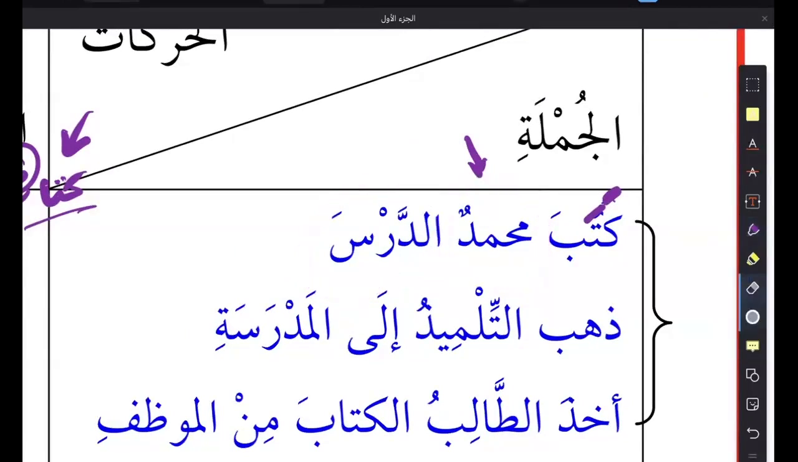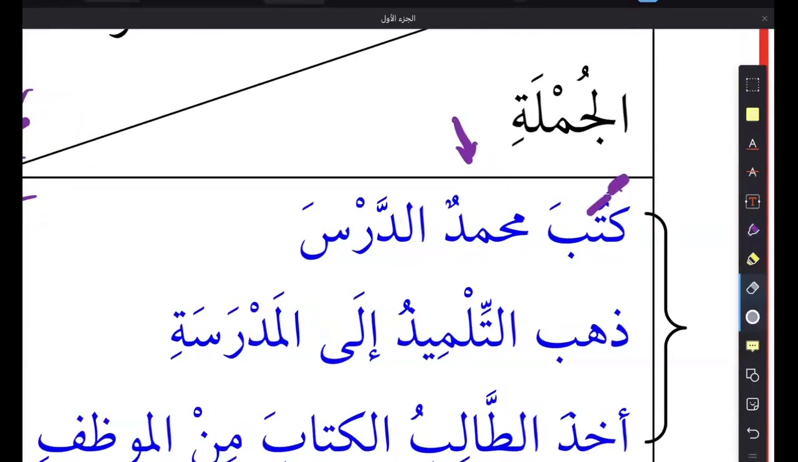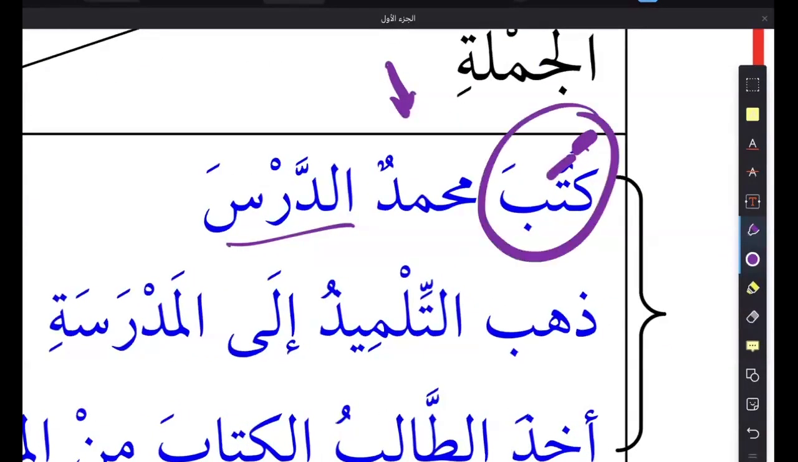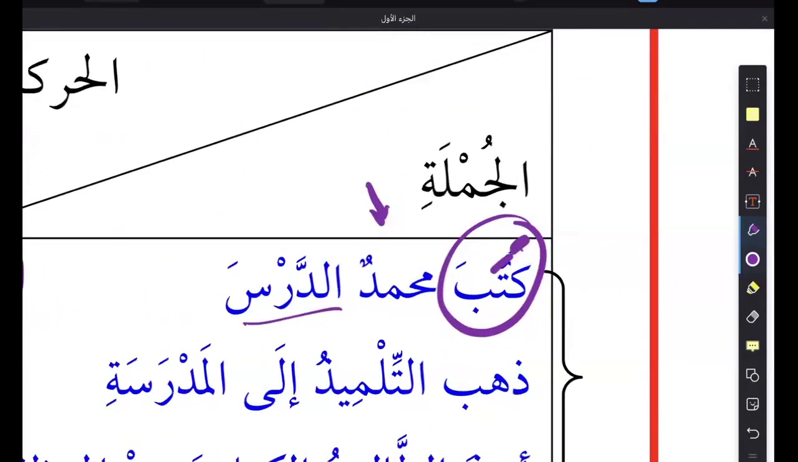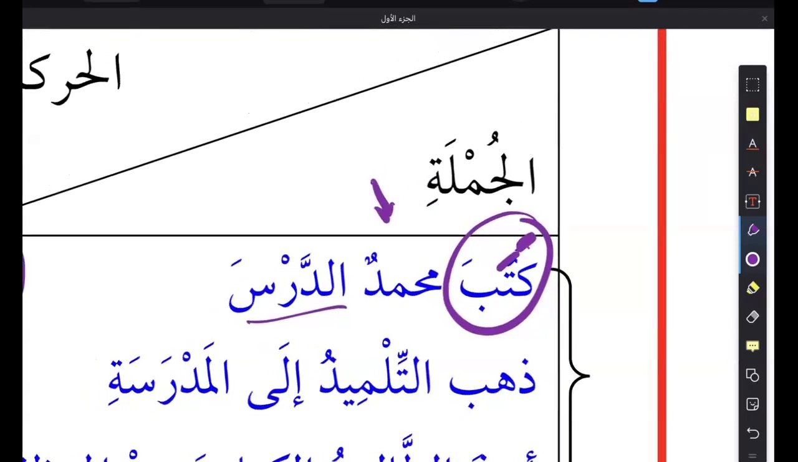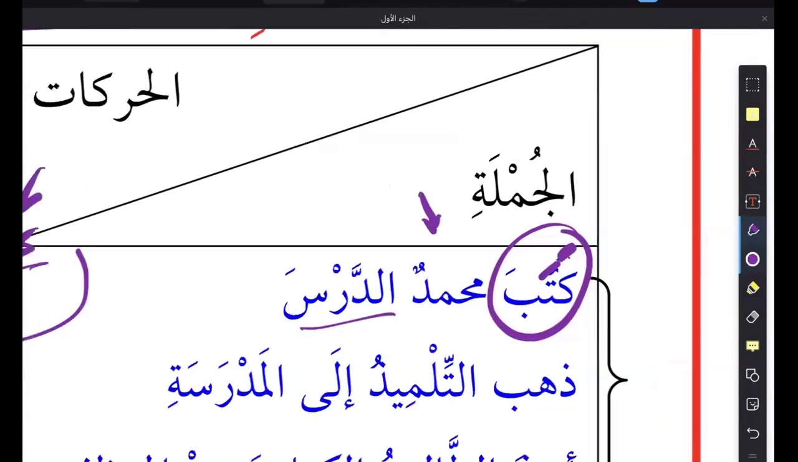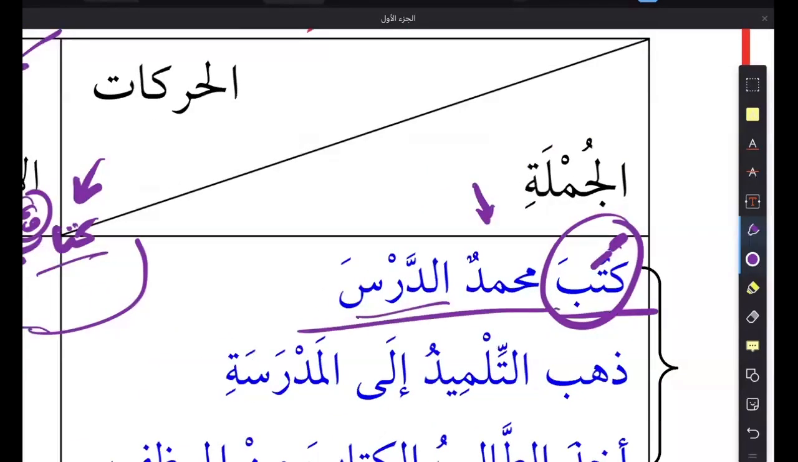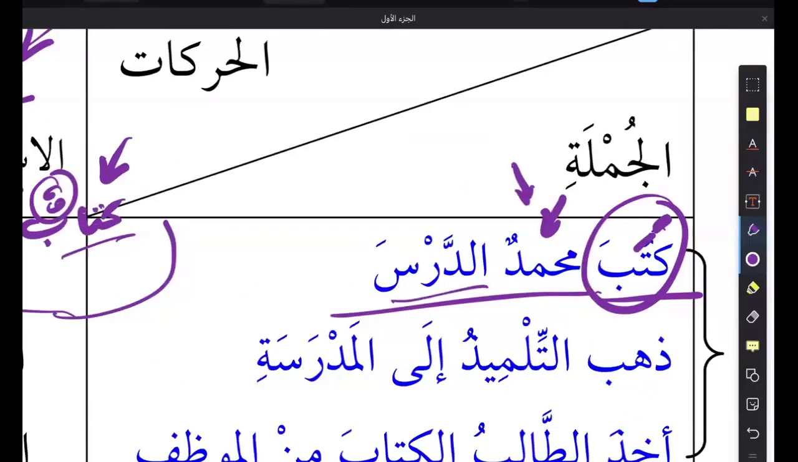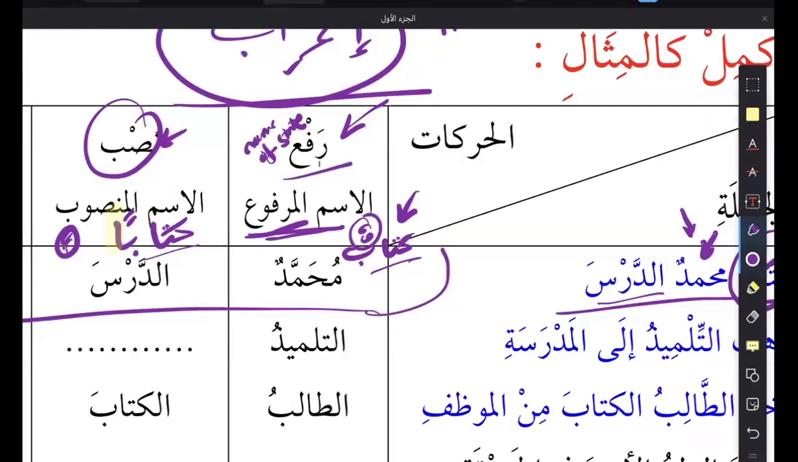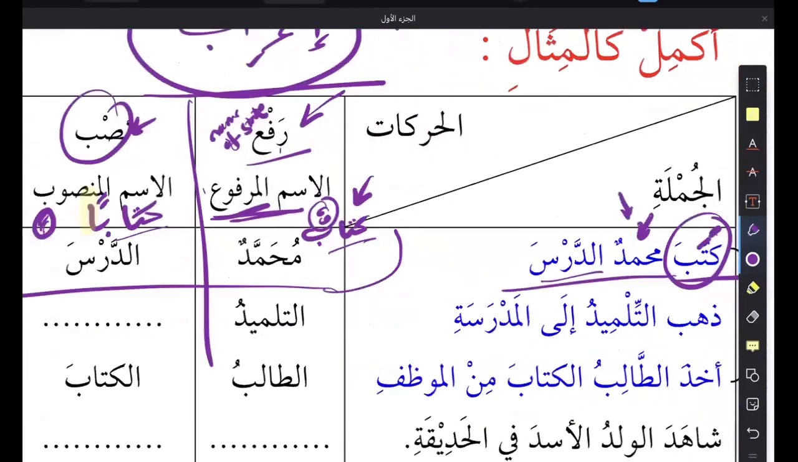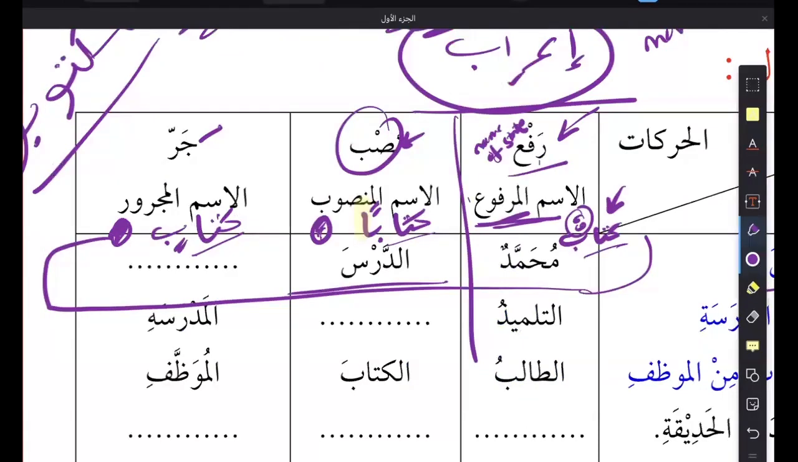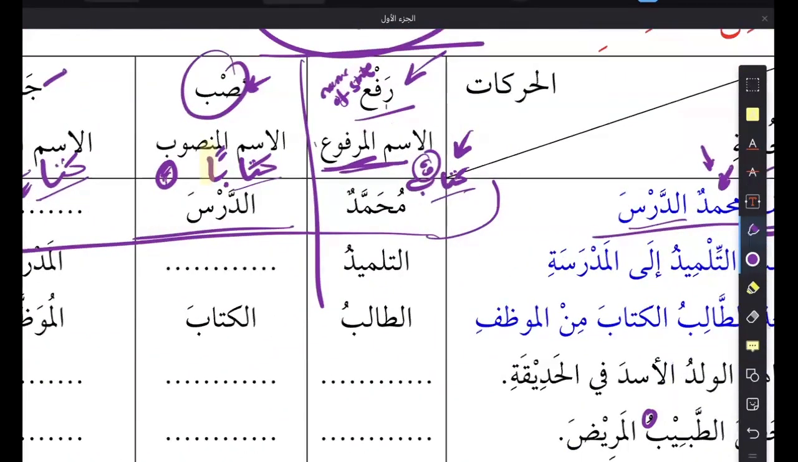Now, what we also want to do is we want to know why this is in the state of raf and why this is in the state of nasb. So, what about kataba? What state is the word kataba? The default of the verb is mabni, but the present tense verb is mu'rab, which we'll maybe study later. But this is a past tense. We say mabni. We don't deal with this. But for this exercise, we should not be dealing with the verb anyway. But then Muhammad, look, he put Muhammad in the state of raf, in the column of Ismul Marfu. And then Ad-Dars he puts in the state of nasb, and it is Ismul Mansub.